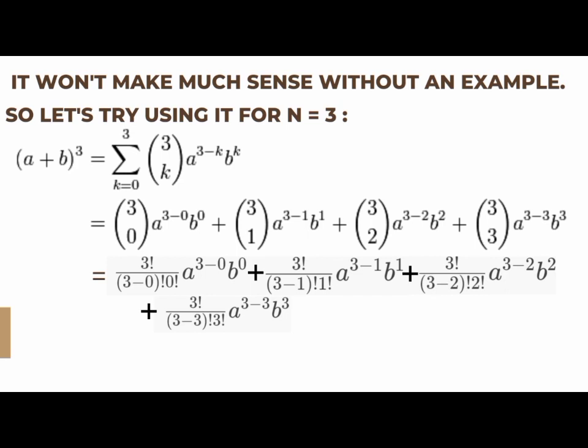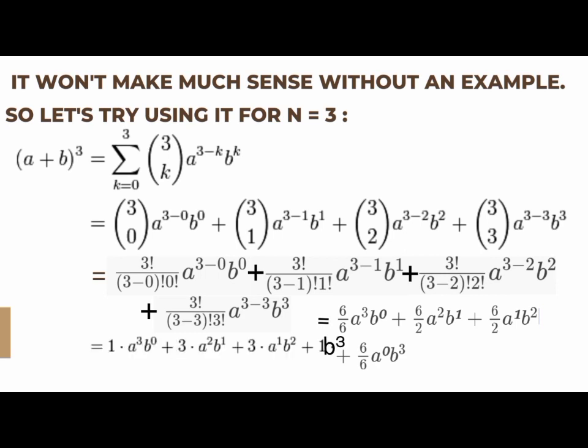Then 3 choose 2 is equal to 3 factorial over 2 factorial times 3 minus 2 factorial. And last, 3 choose 3 is equal to 3 factorial over 3 factorial times 3 minus 3 factorial. And it is equal to 6 over 6 times a to the power of 3 times b to the power of 0, plus 6 over 2 times a squared times b to the power of 1, plus 6 over 2 times a to the power of 1 times b squared. Then plus 6 over 6 times a to the power of 0 times b cubed.